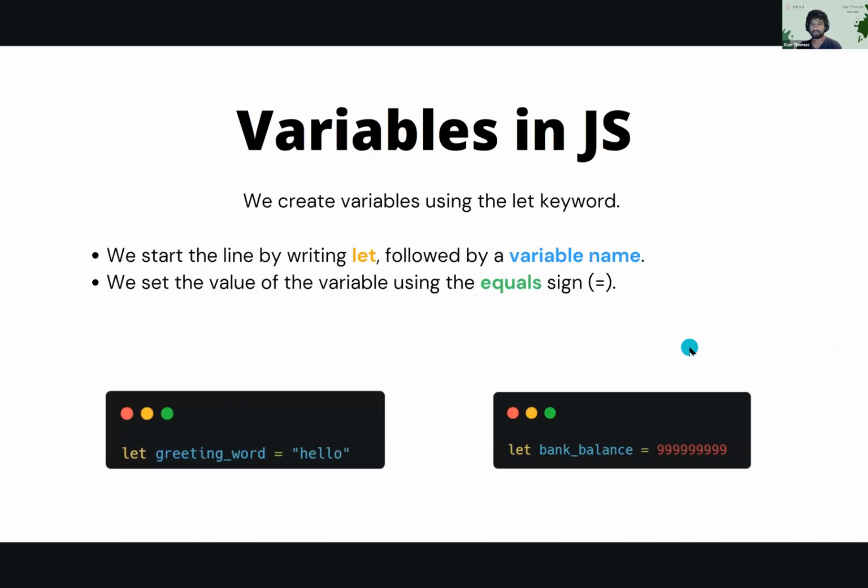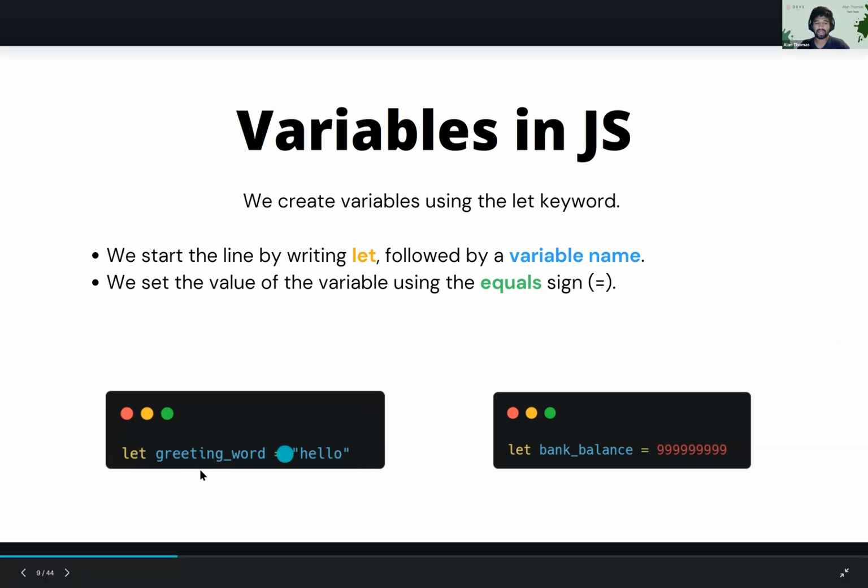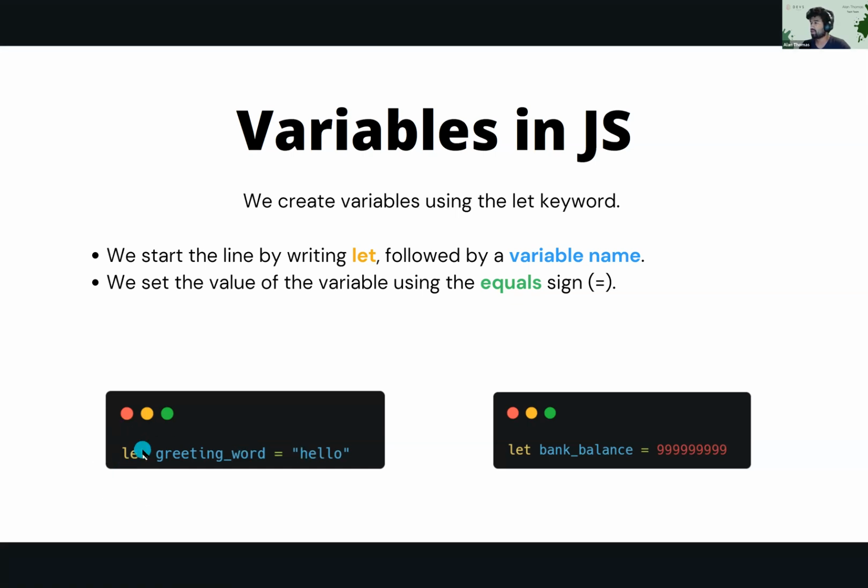Awesome. Next, we're going to learn how we write these variables in JavaScript. We create variables using the let keyword. So going straight to the examples, you can see that here we have a line of code. And in order to create a variable, we first write the let keyword. And then after a space, you give the variable name. And then using this equal sign, which says, hey, I want to assign this variable this value. In this case, the word hello.